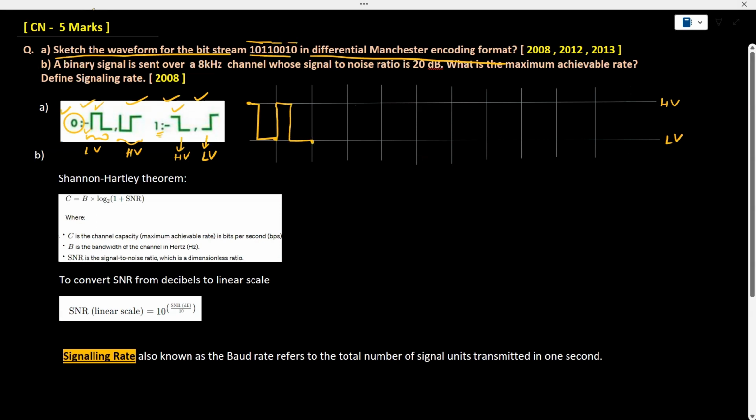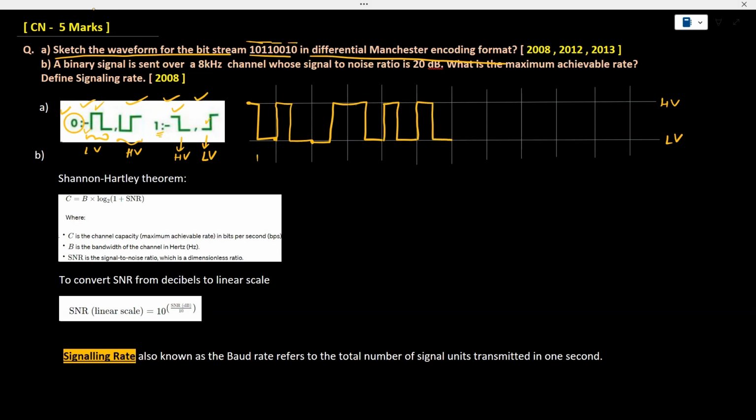Now we are again at a lower voltage and the bit value is 1, so we will take this transition. Again it is 1, and we will take this transition. Then next is 0, we will take a transition like this. Again it's 0. Now next is 1, then 0, 1 1 0 0. Now next is 1 and again 0.